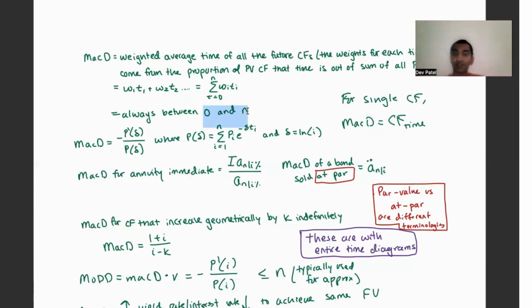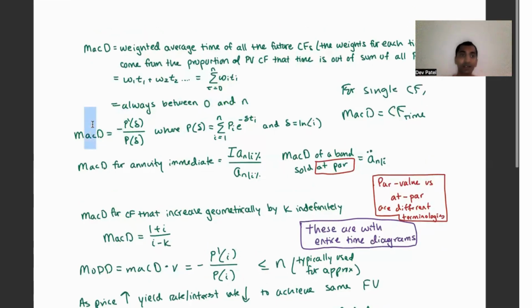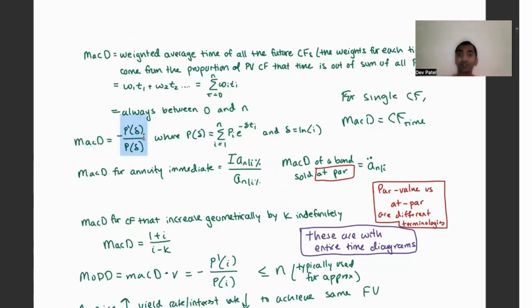Between 0 and n, the number of payments, because it can't be greater than the last period or the last term where you make the payment. And so for MACD, there's also this notation of derivative, so you can remember that it's the negative derivative of the price with respect to the force of interest over the price at the force of interest.